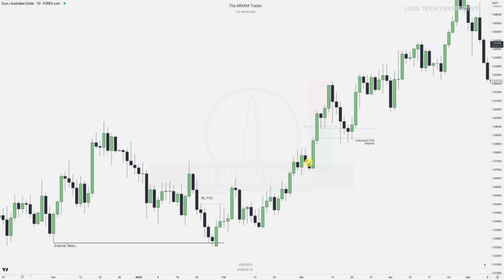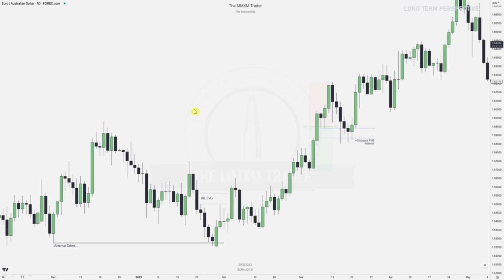What is happening over here? We're creating an imbalance, right? In discount, that's important. We don't want to see that imbalance in a premium level. Taking out these lows down here, creating an intermediate term low, and then continuing up from that discount fair value gap. So using structure on the daily, we can still know where we want to go.